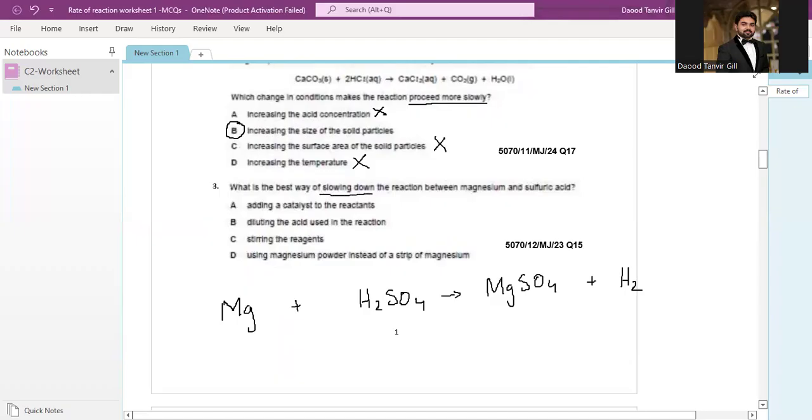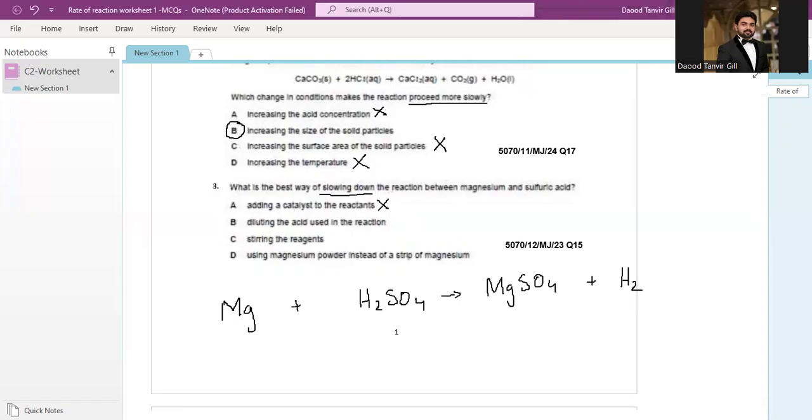Option A, adding a catalyst to the reactants. This will automatically increase the rate of reaction as a catalyst lowers the activation energy by providing an alternate pathway. So A can also not be the correct option. Okay, B, diluting the acid used in the reaction. Yes, this will definitely slow down the reaction. Since we are decreasing the concentration, lowering the concentration will slow down the rate of reaction, as we discussed in the class. And this seems to be the true option.